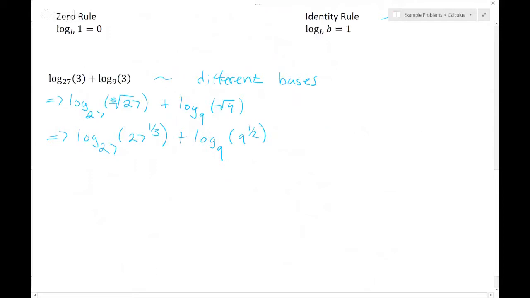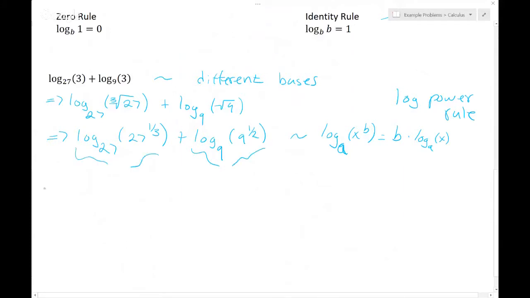And once we have this, we can use this rule, log of a times x to the b is equal to b times log of a of x. And this is called the log power rule.